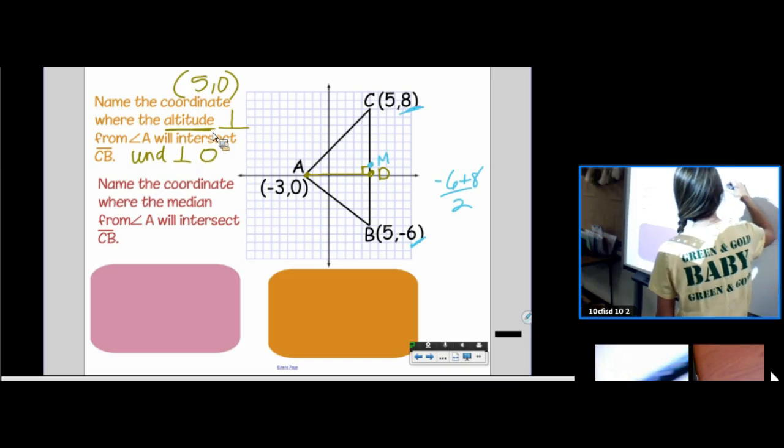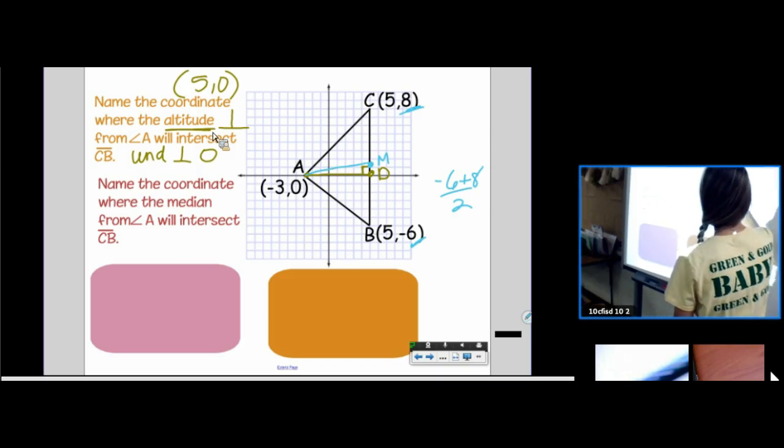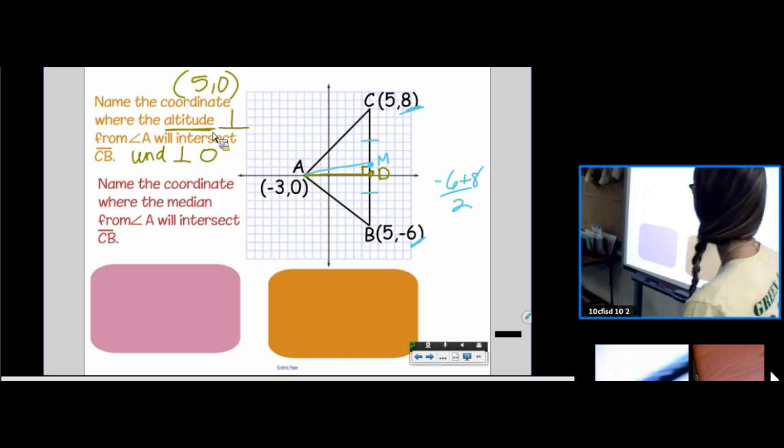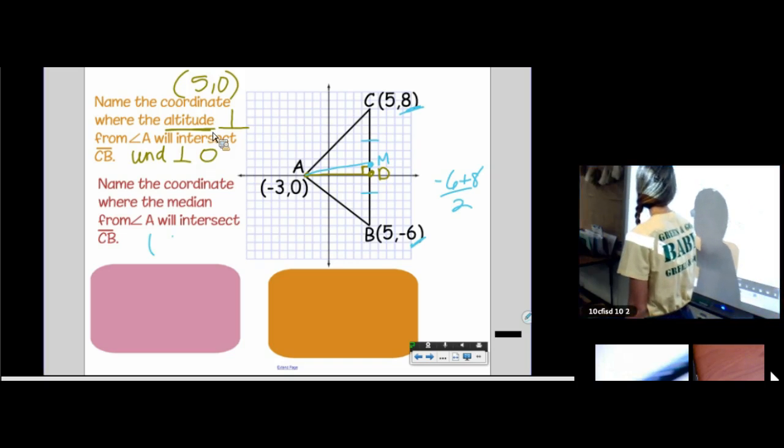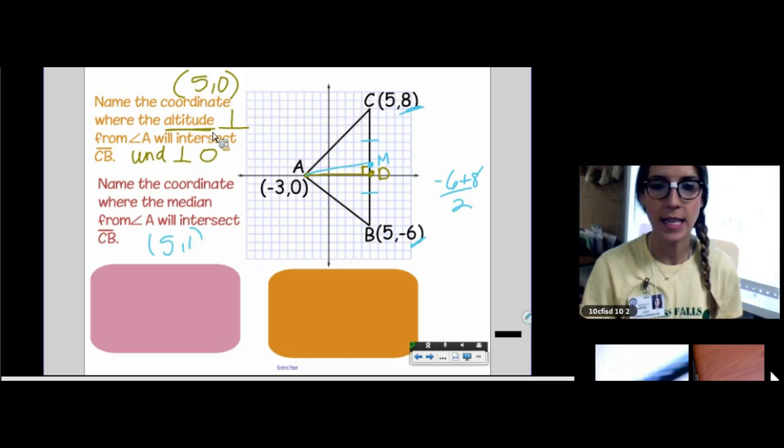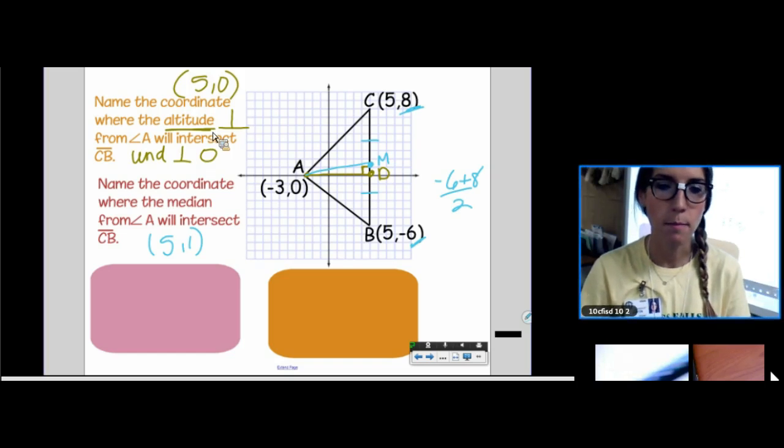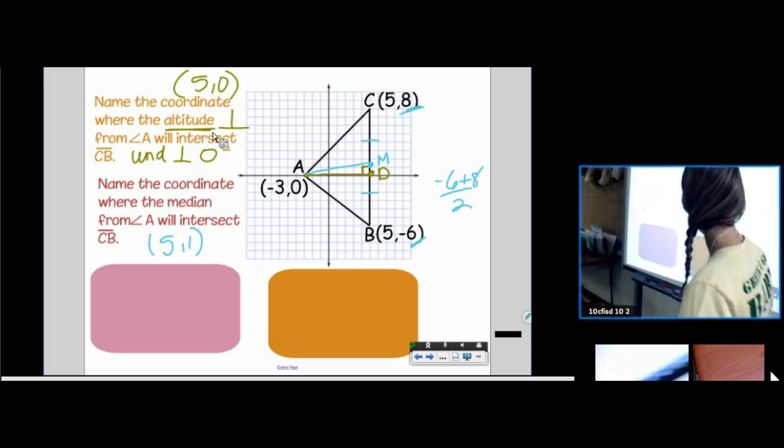I'll do M for median. So that segment is going to look a little bit different. And his job is to bisect the opposite side, is to go through the midpoint. Okay.